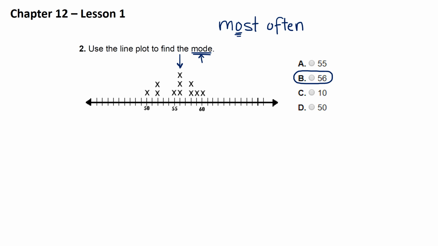Now remember to count your intervals, so it would be 55, 56, 57, 58, 59, 60. Always double check because they could count by 1 or they could count by 2. In this case, they are counting by 1, so this line right here does in fact represent 56.